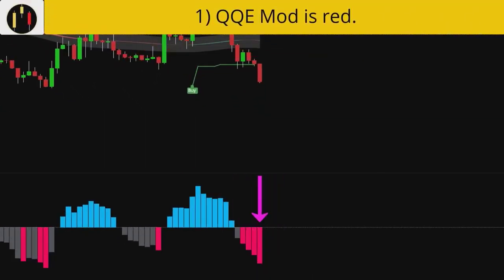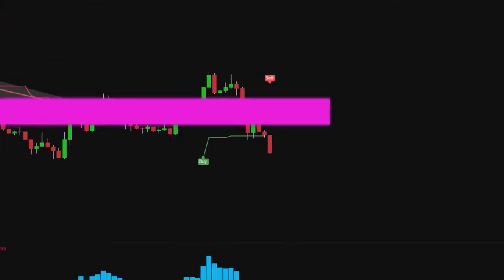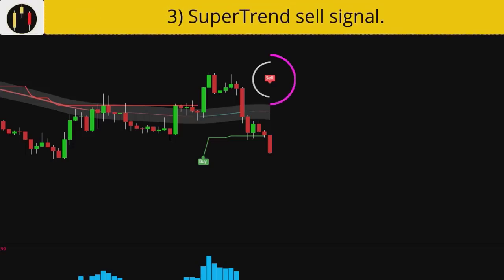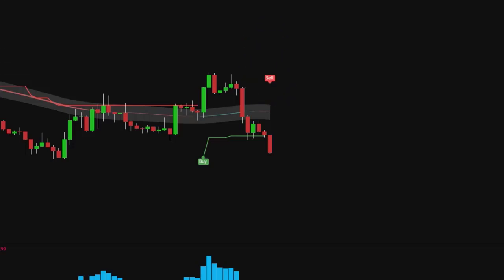First, the QQE mod must provide a red bar. Second, the DXY indicator must be red. Finally, the super trend study must show a sell signal. Our 3 rules are met when this candle closes and serves as our trigger.